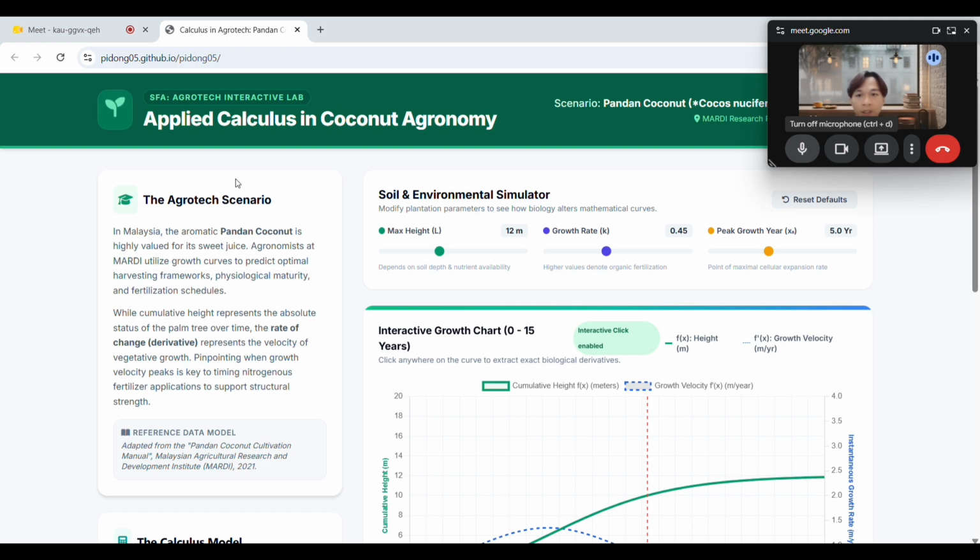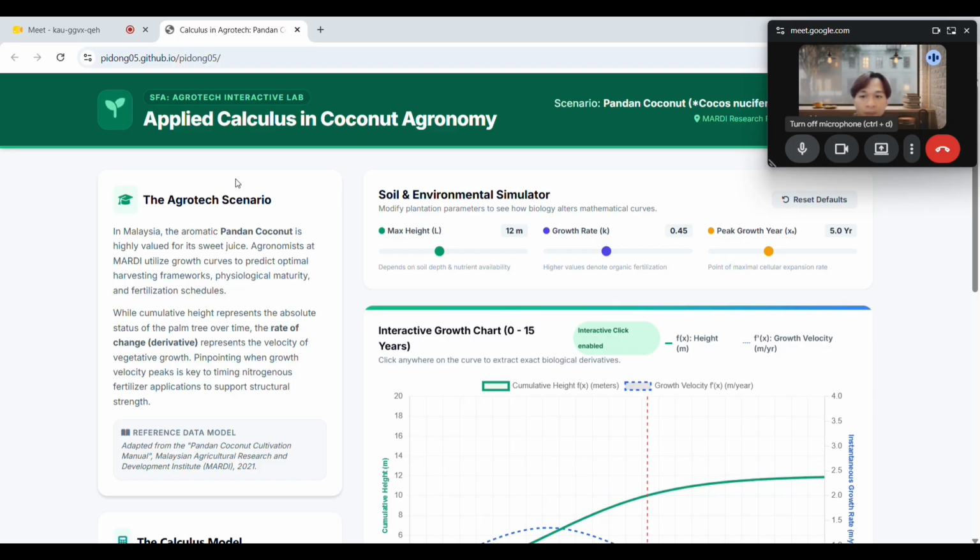Because in the agriculture industry, we cannot just guess. To produce strong tree structure and quality fruit, nitrogen fertilizers need to be given at the right time of the peak vegetative growth rate. Therefore, we use a logistic function to accurately map this biological timeline, thus optimizing cost and crop use.